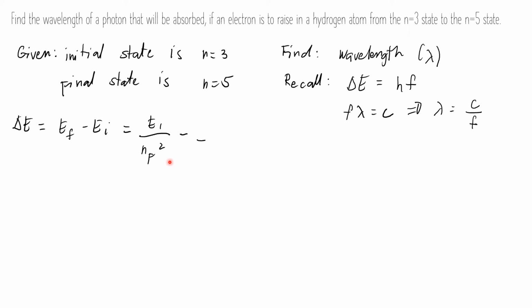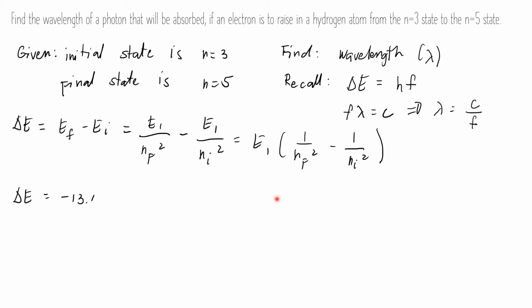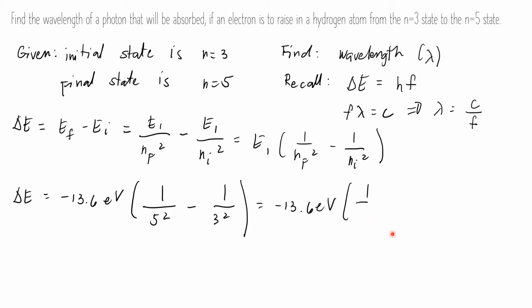So we can rewrite this again into this form: E1 over nf squared minus E1 over ni squared. And this is equal to E1 times 1 over nf squared minus 1 over ni squared. So for our delta E, recall, E1 is equal to negative 13.6 electron volt. Our n is equal to 5 in the final state, and in the initial state, n is equal to 3. So this becomes negative 13.6 electron volt times 1 over 25 minus 1 over 9.